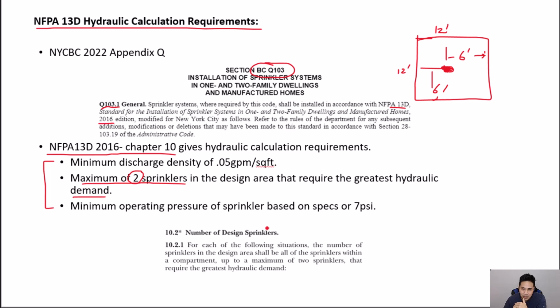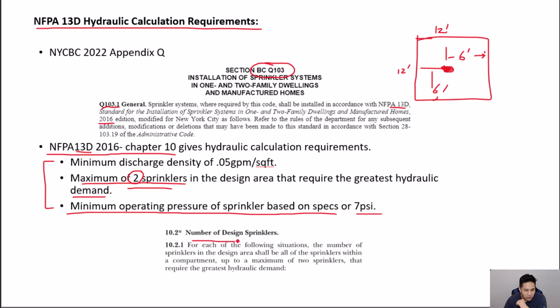It doesn't necessarily mean that it has to be at the highest elevation. The most demanding sprinkler heads can actually be something that's not at the highest elevation, but generally it is at the highest elevation and the furthest from the source of water. You also have to design it so the minimum operating pressure of the sprinkler, all right, is based on the specs or 7 psi. Okay, so the higher of the 2 of these requirements is what you have to design the hydraulic calculations for. And I'll explain this a little bit further later on.